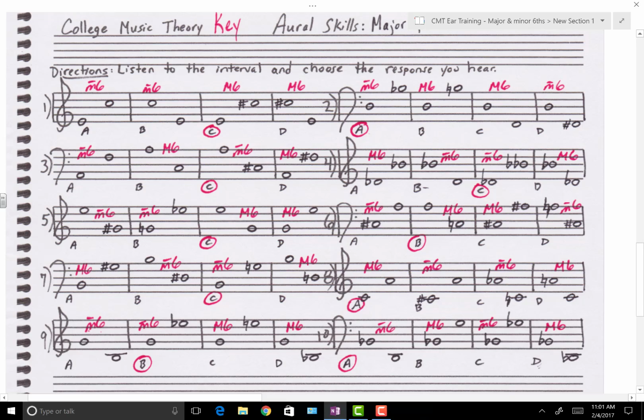Number 7, the correct response was C. We have a B to a G, making it a minor 6th ascending, sounding like the entertainer, or do up to le, in a minor key, of course. 7A was a major 6th, do la. 7C was do le.